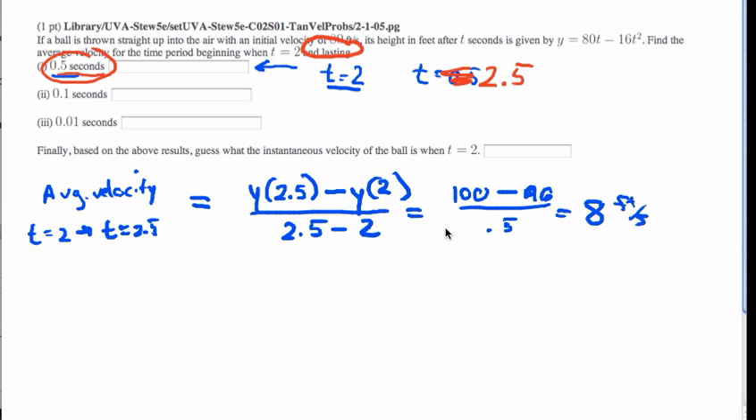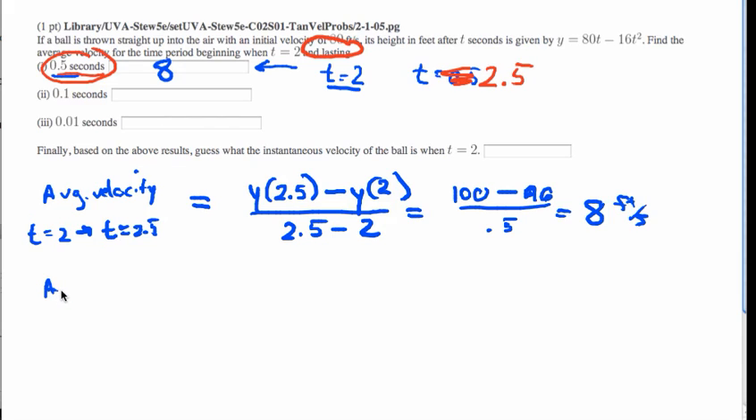Okay, so the average velocity from time equals 2 to time equals 2.5, which again is what we're doing here, not from time equals 2 to time equals 0.5, but starting at 2 and going for 0.5 seconds in duration, is this average velocity here. So that's what would go in the blank here: 8. Let's do the other ones really quick here.